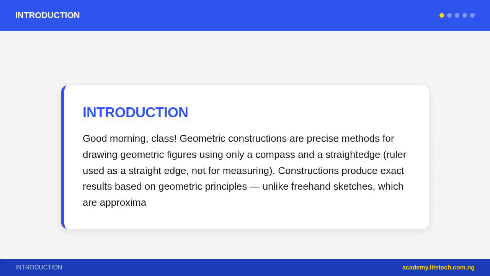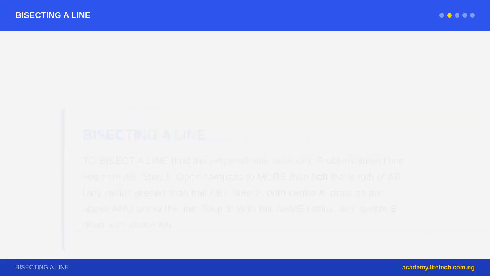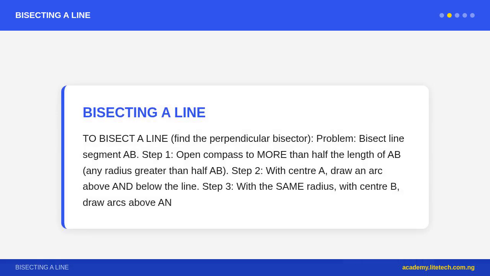To bisect an angle. Problem: bisect angle AOB, vertex at O, rays OA and OB. Step 1. With center O, draw an arc that cuts ray OA at P and ray OB at Q, any convenient radius. Step 2. With center P, draw an arc inside the angle.